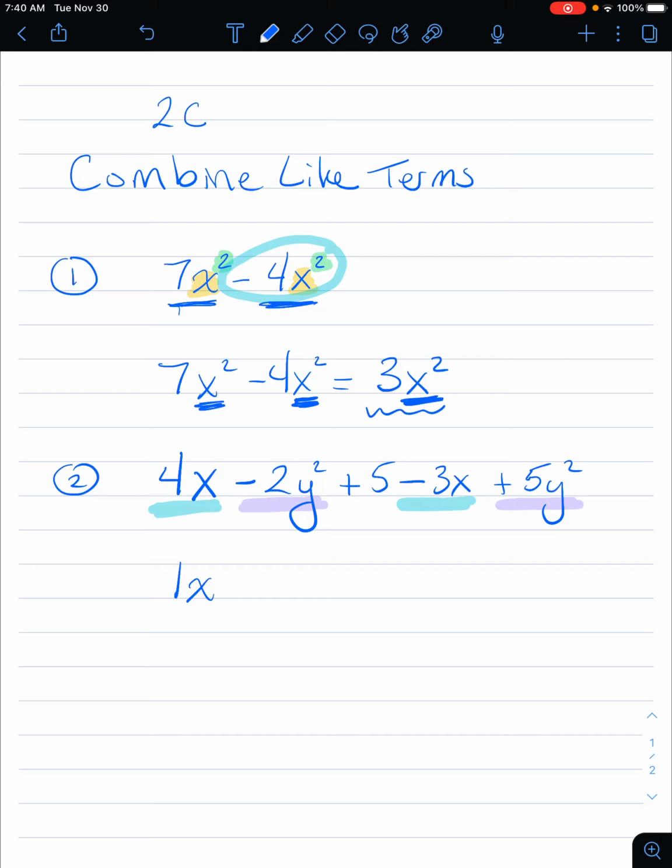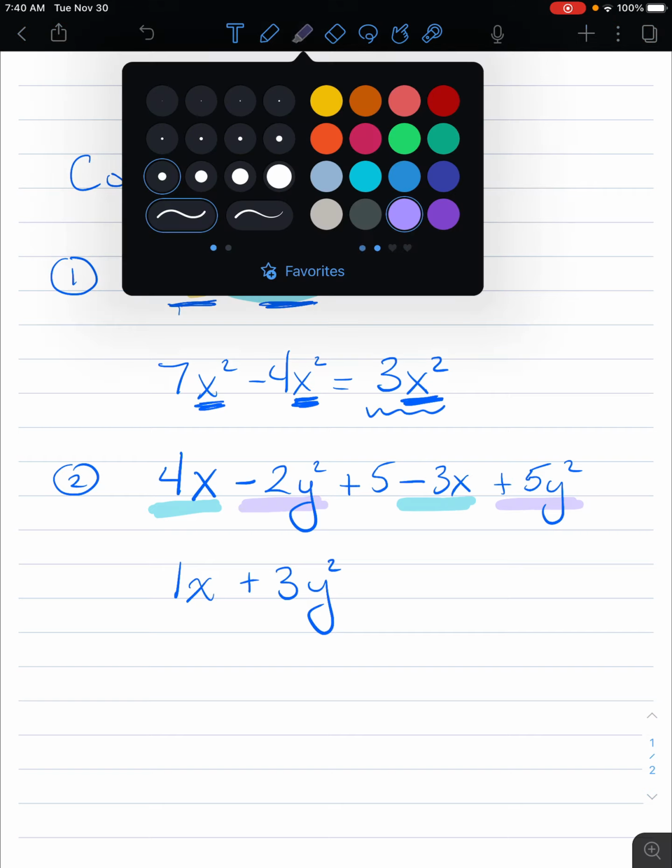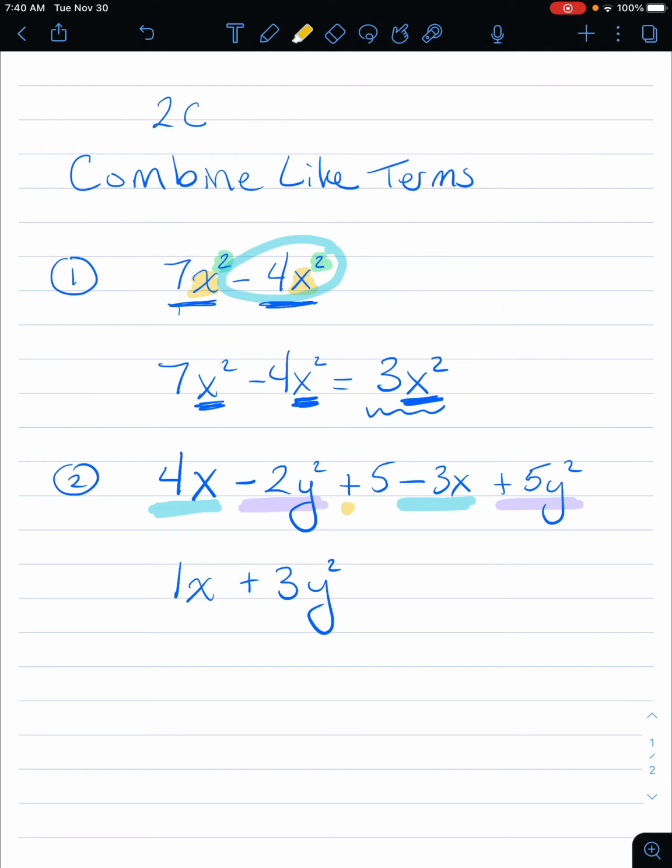And you can put that in your calculator if you want to check it. Obviously, you can't put the y squared in, but you can put in negative 2 plus 5 just to make sure your thinking is accurate. 3y squared. And then the last guy, this one, has nobody to go with. This is what we call a constant. There is no variable attached. So we just bring down whoever does not have a like term. Okay, let's go ahead and try another one of these.